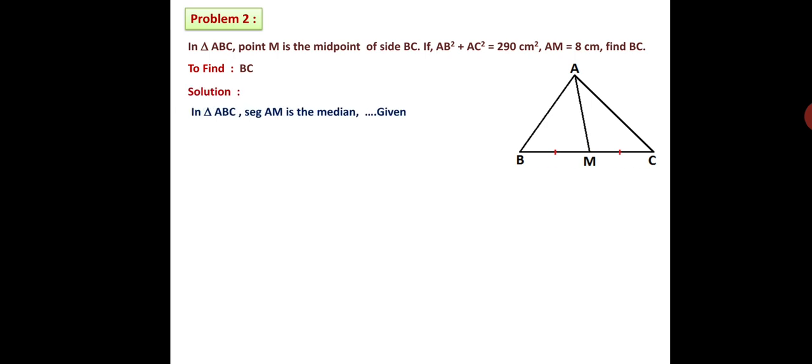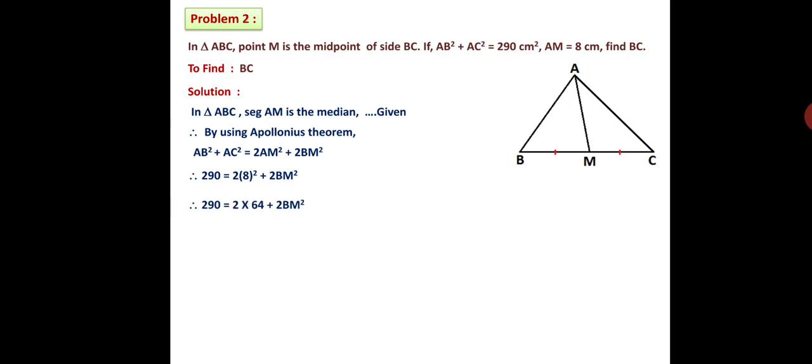Friends, let us see that in triangle ABC, AM is the median. So, we can use the Apollonius theorem. Therefore, AB square plus AC square is equal to 2AM square plus 2BM square. Therefore, 290 is equal to 2 into 8 square plus 2BM square. 290 is equal to 2 into 64 plus 2BM square. Therefore, 290 is equal to 128 plus 2BM square.